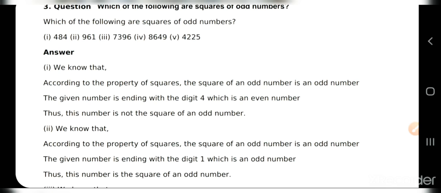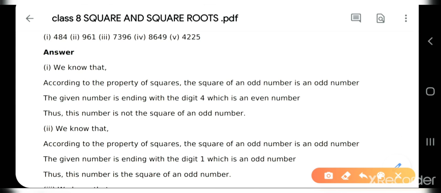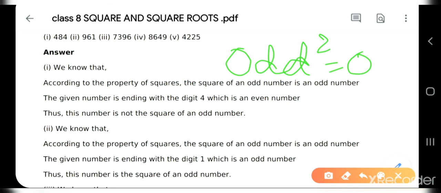Which of the following are squares of odd numbers? As we saw that the square of an even number is even, also remember that the square of an odd number is an odd number.